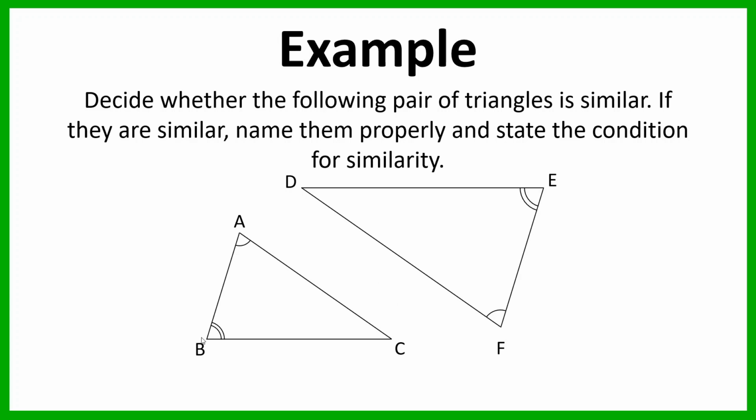So if I say ABC, then A matches F, B matches E, and D matches C. So it's going to be ABC and FED. And my reason is angle, angle, angle. So even though I only had two angles in the two triangles, it's still angle, angle, angle because the third pair of angles is automatically equal if the other two pairs of angles are equal.